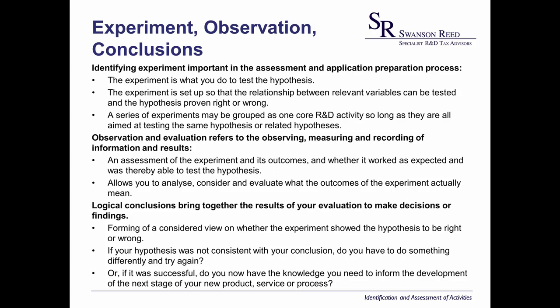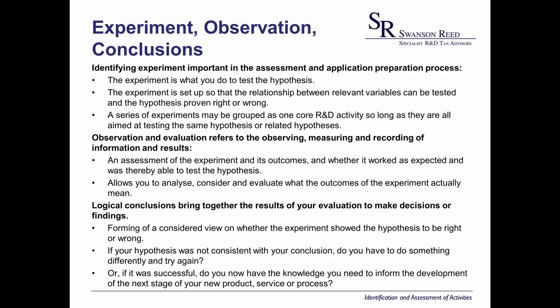Observation and evaluation refers to the observing, measuring, and recording of information and the results from the experiment. This allows an assessment of the experiment and its outcomes and whether it worked as expected. Observations allow you to analyze, consider, and evaluate what the outcomes of the experiment actually mean. This then leads on to the final stage of describing the core activity, being the making of conclusions.